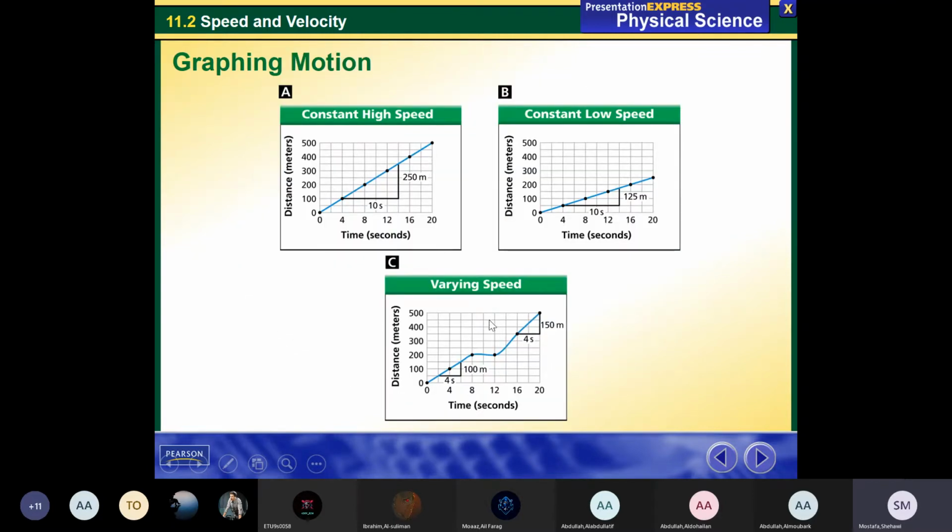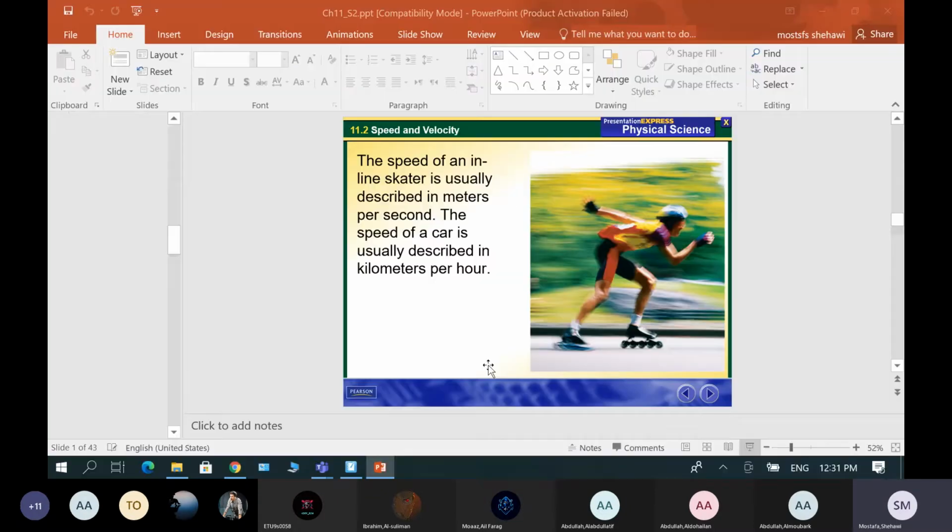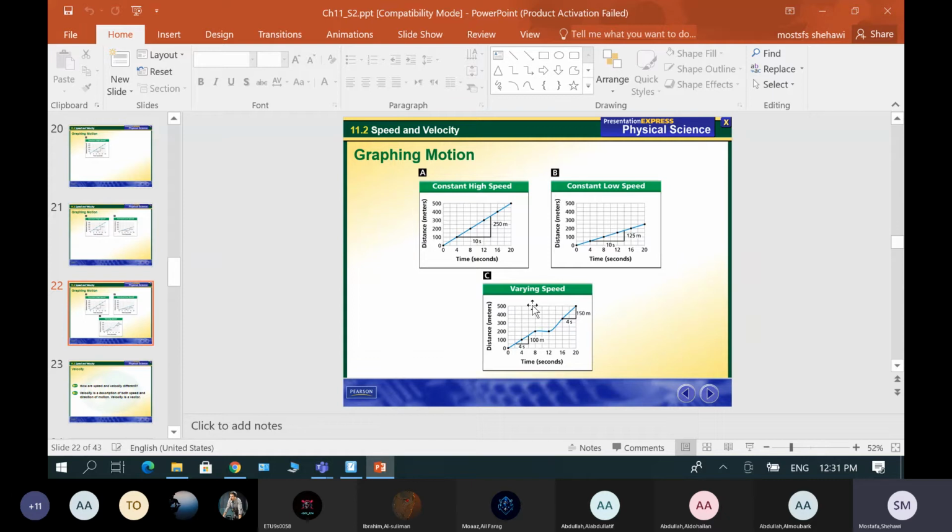And here we have varying speed. While you have a horizontal line here, this means that what? That means that your speed equals 0, because your distance and time show the slope equals 0. And they said in distance-time, the slope will equal the speed. So let me ask some questions about this.